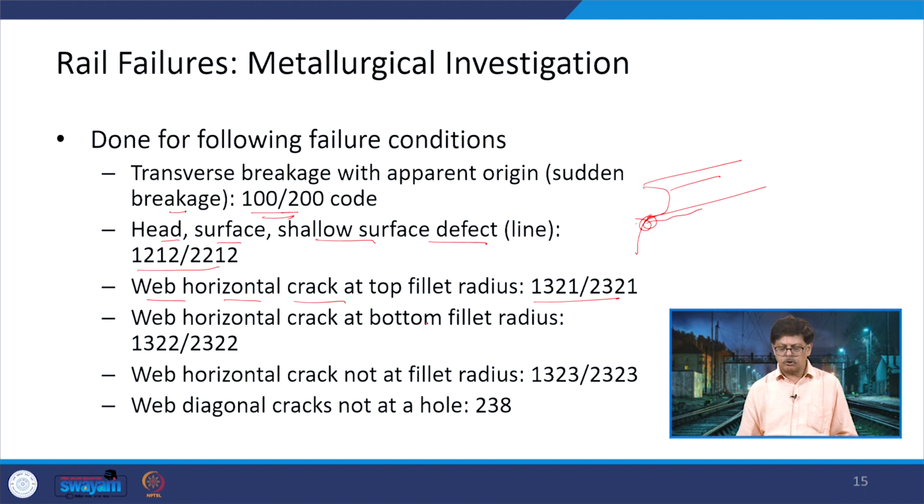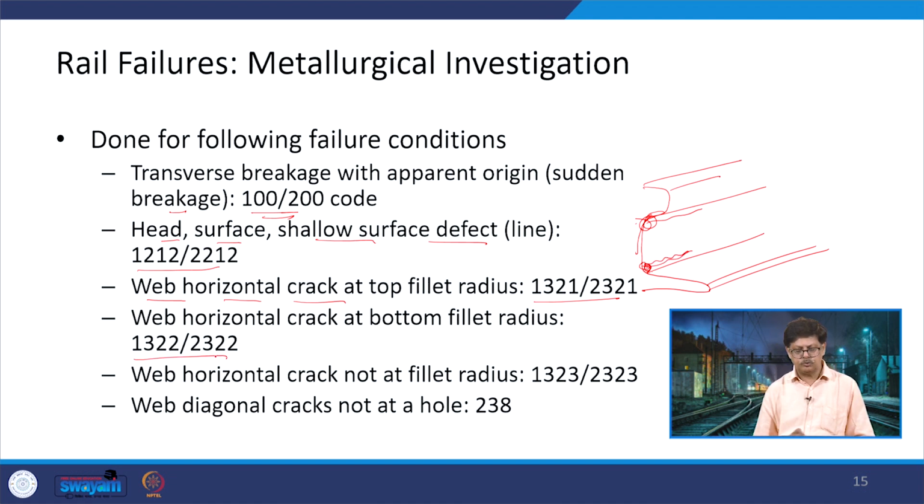Web horizontal crack at the bottom fillet radii. So, at the bottom fillet radii means here. So, if a crack is occurring here, in that case it is 1322, 2322. Web horizontal crack not in the fillet radii. So, horizontal crack can be here. So, this is 1323 and 2323. Then web diagonal cracks not at a hole. So, there can be holes here, but it is not happening on the hole. Say the diagonal crack is occurring here like this, which is being coded as 238. So, in those cases also it has to go.